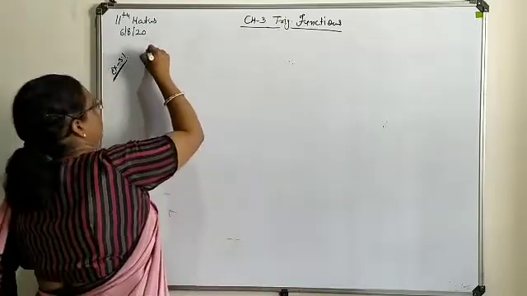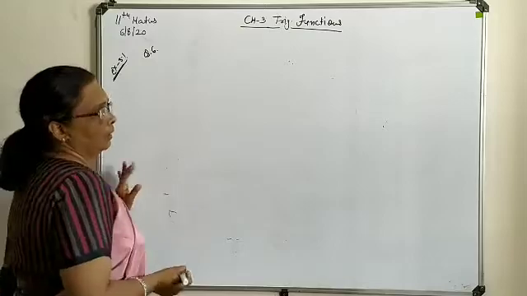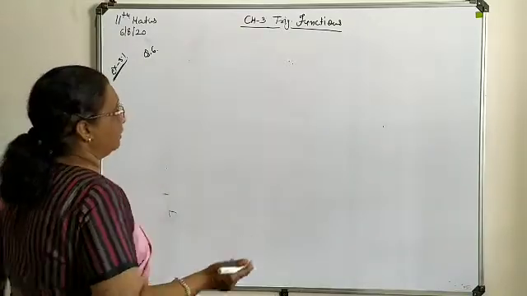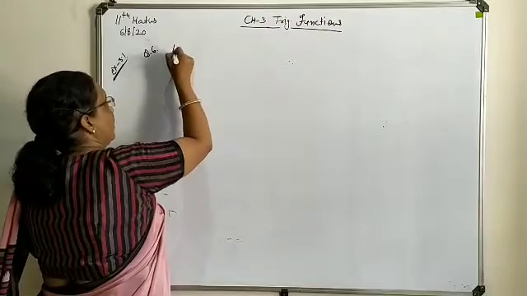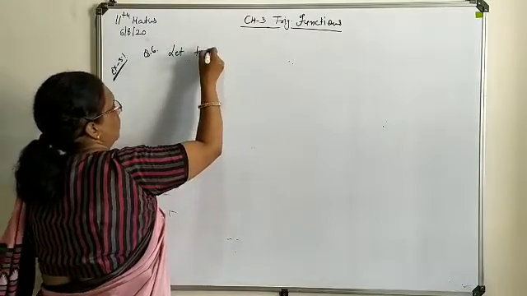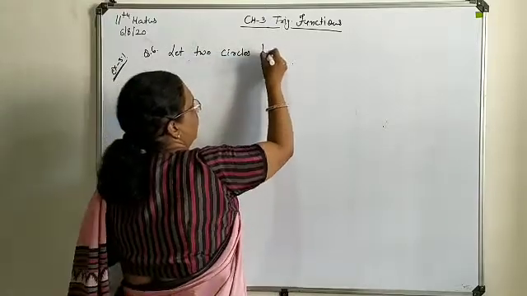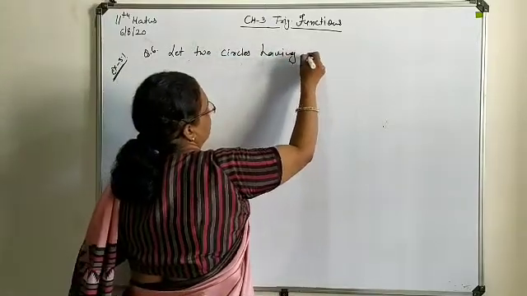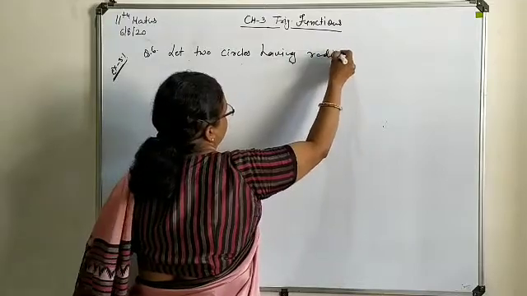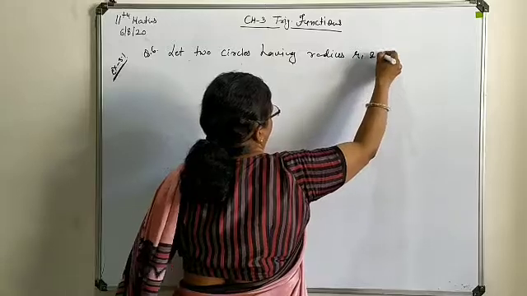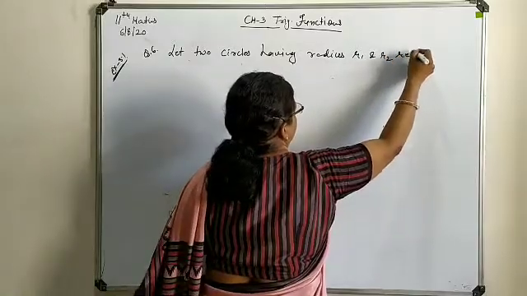In 6th question, let two circles are having radius R1 and R2 respectively.